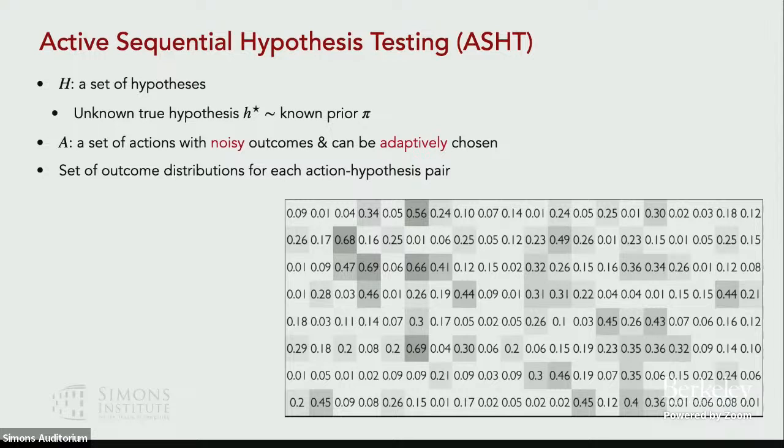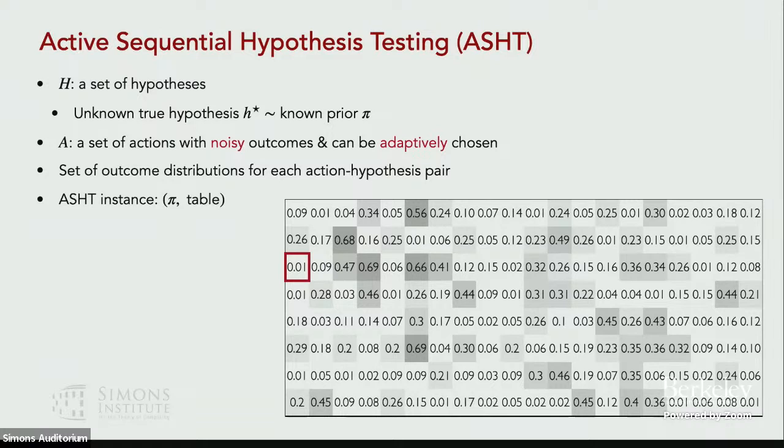Let me be more precise with the binary Bernoulli distribution here. Let me assume that the third row here is my true hypothesis, so the patient has this particular type of cancer. Then I perform the action that corresponds to the first column here. The outcome that I'm going to observe is going to be 1 with probability 0.01. Just to recap, you can think of the ASHT instance as the prior pi plus this table that we are seeing here.